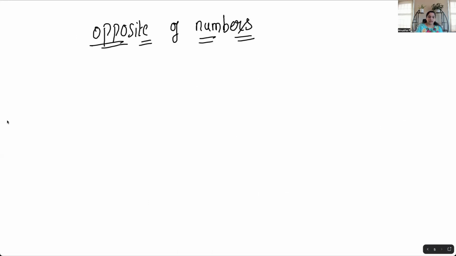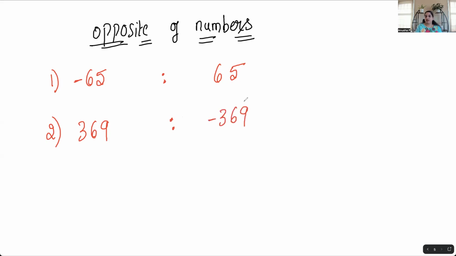So for example, if you have minus 65, what is the opposite of minus 65? It is plus 65, okay? Or if you have positive 369, the opposite of positive 369 is minus 369. If the number does not have any sign, you will consider it as a positive number. For 65 and 369, I'm not mentioning plus 65 or plus 369. If you don't have any sign, it is considered a positive number.